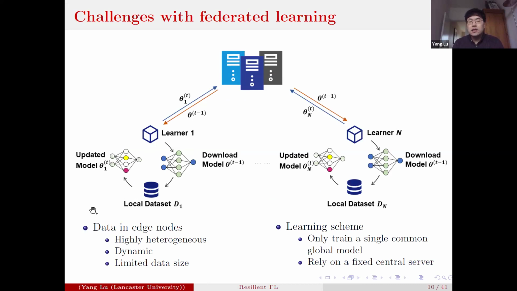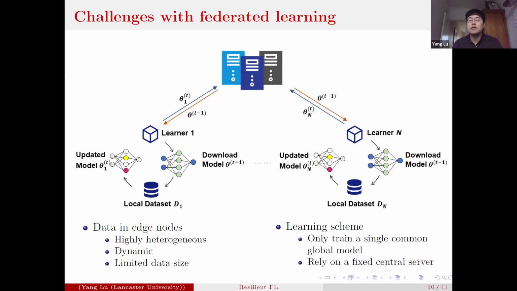Basically, data in different users or different edge nodes may be highly heterogeneous, have non-IID distributions. They may be highly dynamic if you are having a highly mobile environment. And also, some users may have very limited data size, right? And under these constraints, by the current learning scheme, the server will just train a single common global model and distributes the model to all the users. So in this case, it cannot adapt to different user requirements.